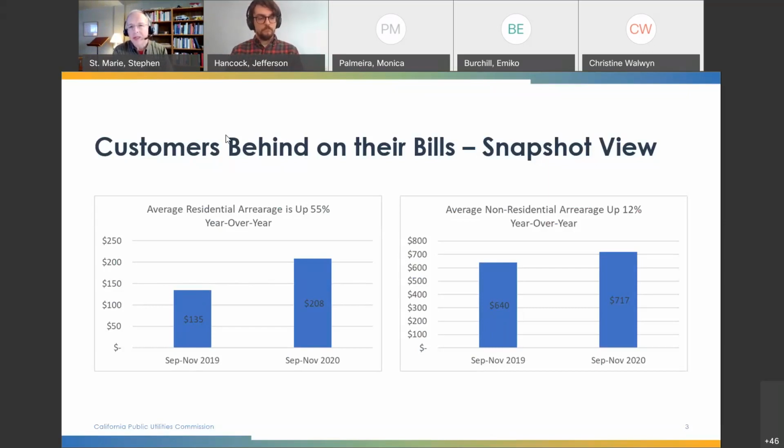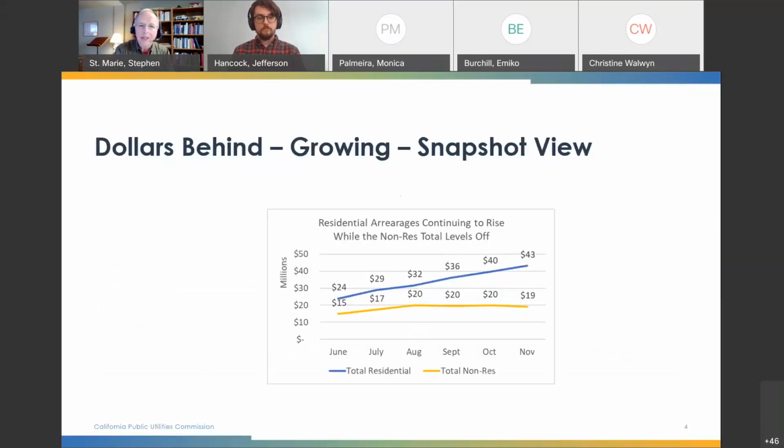The average non-residential arrearage is up, but not up by quite as much. Before last year, in September to November, it was about $640, and now it's up to about $717. One last graph here. Residential arrearages are now totaling about $43 million, and non-residential about $19 million. So we're talking over $60 million that is owed by customers and on the utilities' books at this time. That's all that we need to do right now, and I will stop sharing.